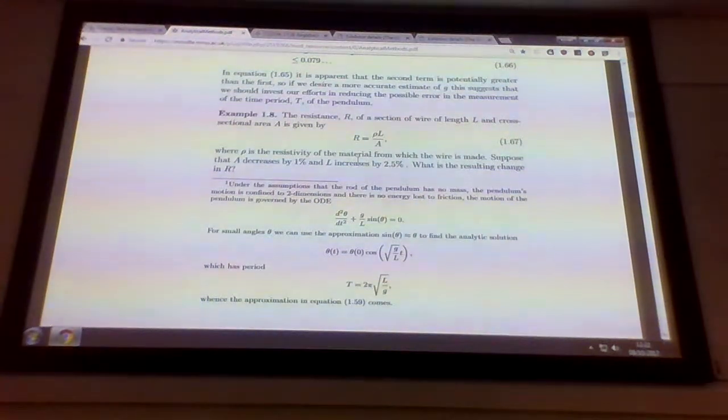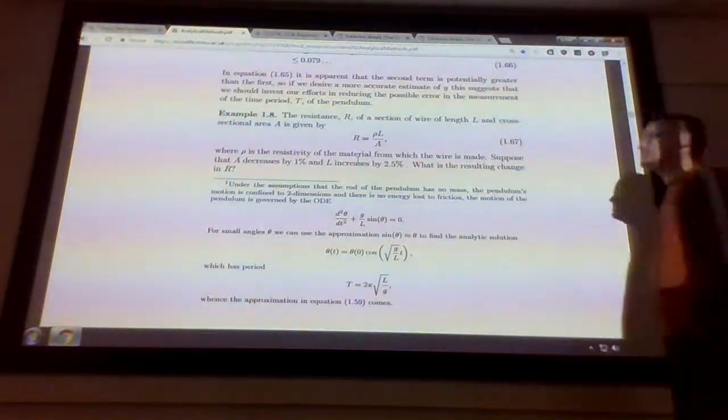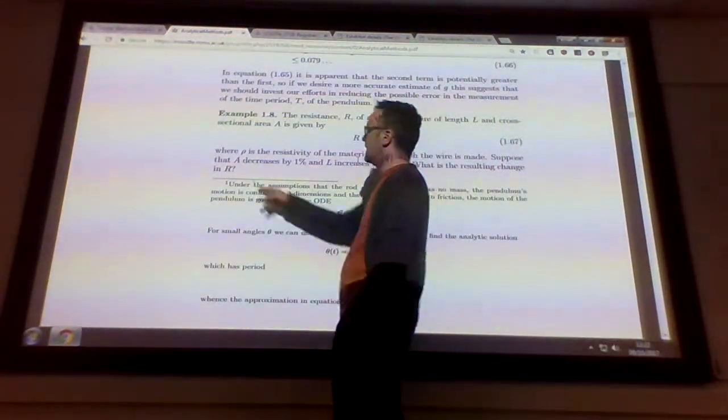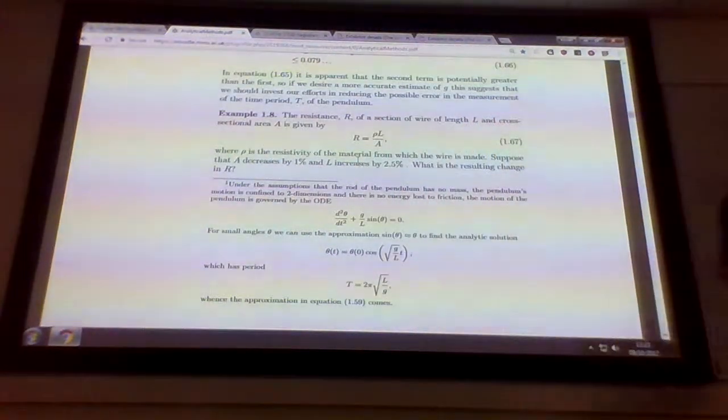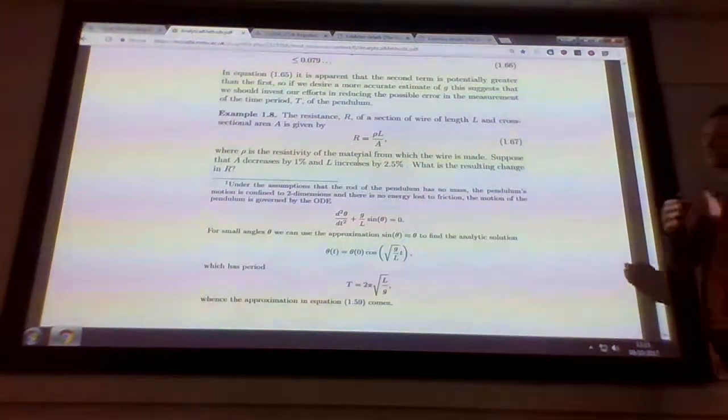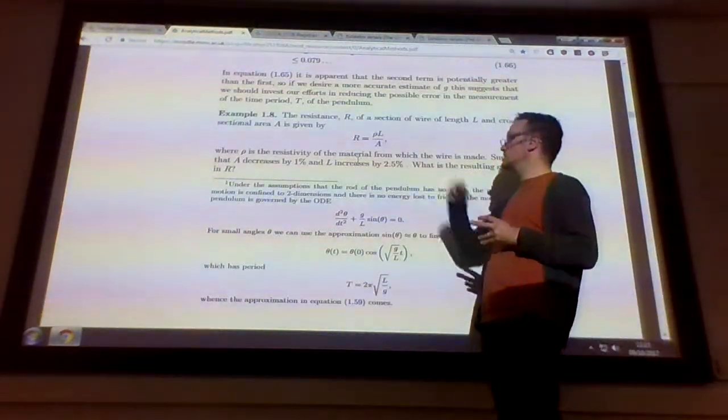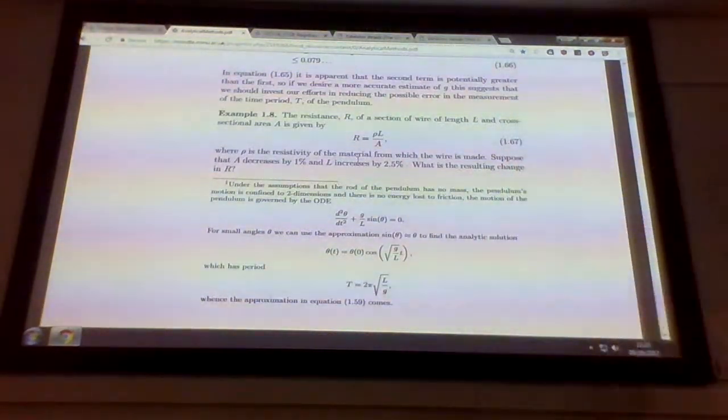So we're going to apply the small increments formula here. In this situation, what we're imagining is, suppose that the cross-sectional area of the wire decreases by 1%, and suppose the length of the piece of wire were increased by 2.5%. What would be the resulting change in the resistance of the wire?